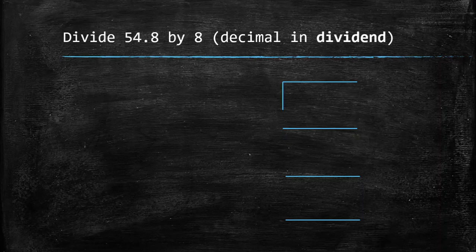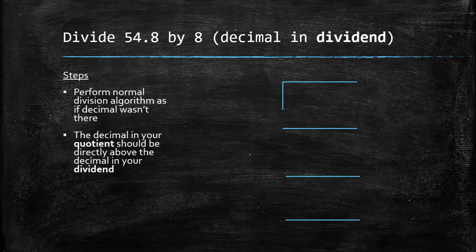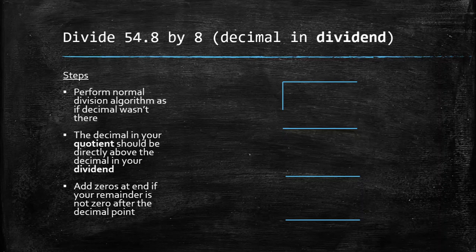So we want to divide 54.8 by 8. So our decimal is in our dividend. So we want to just perform the normal division algorithm as if the decimal wasn't there. The decimal in our quotient, that's the answer, should be directly above the decimal in our dividend. That's the part inside the box there, the number that's being divided. And then we can add zeros at the end if our remainder is not 0 after the decimal point.